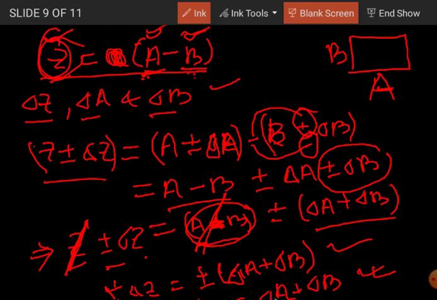The sum of the absolute errors in the individual physical quantities. So collectively, for sum and difference, we can say that when two physical quantities are added or subtracted, the absolute error in the final result is the sum of the absolute errors in the individual physical quantities. Got it? Yes. Let's go for the product.